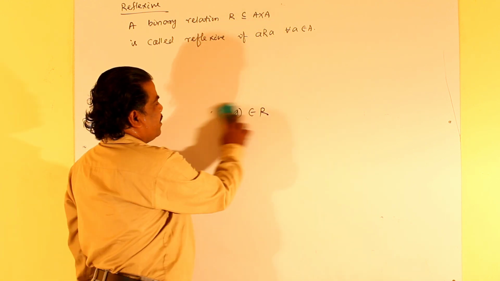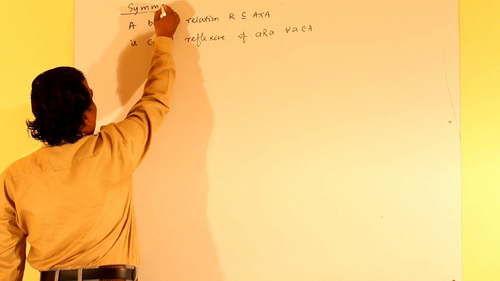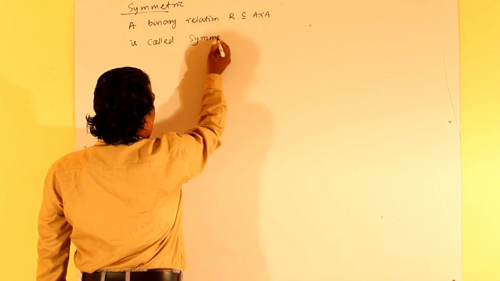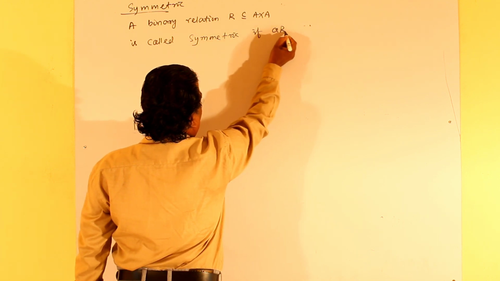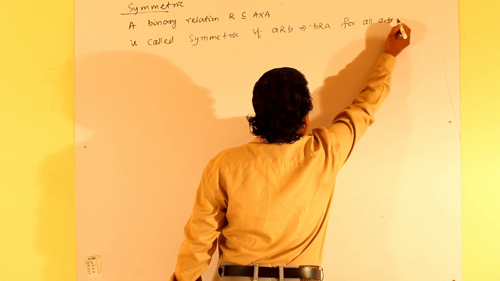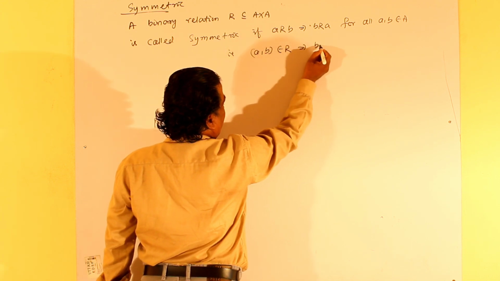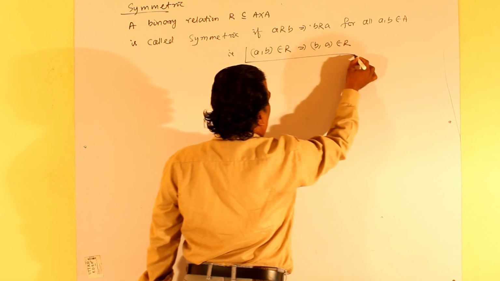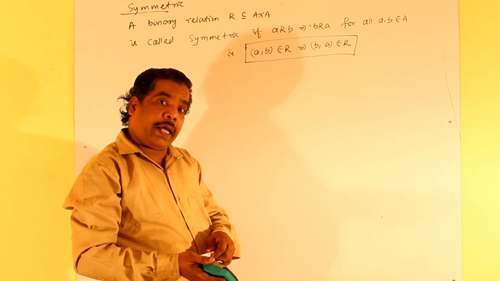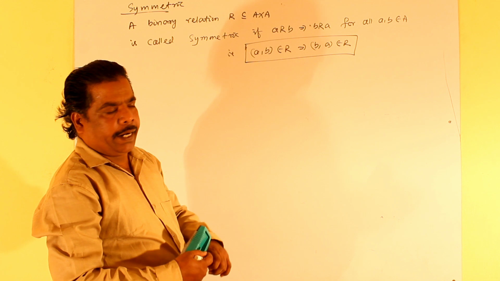Next, symmetric. A binary relation, a subset of A cross A, is called symmetric if A relation to B implies B relation to A for all A, B belonging to set A, that is, if (A, B) belongs to the relation, this implies (B, A) belongs to the relation. So keep in mind that if A relation to B, we have to show that B relation to A. If this property is satisfied, then that relation is called a symmetric relation.